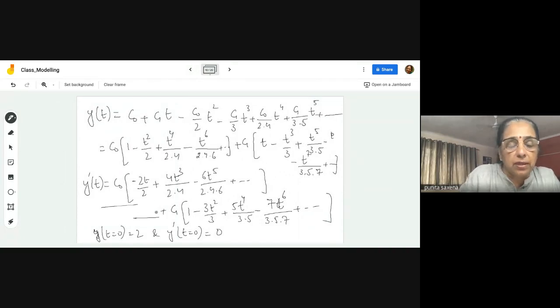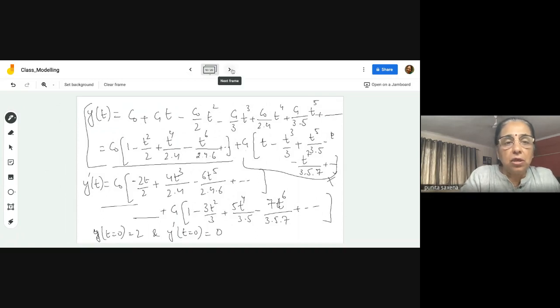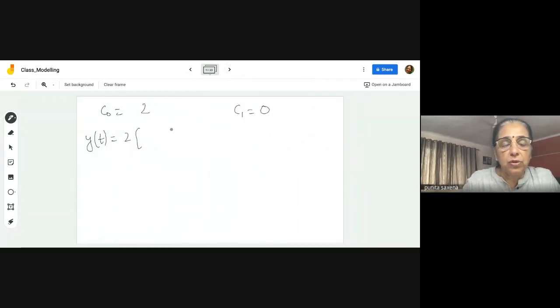Sorry, not this was y dash, this was your y, right? So we'll substitute here. Since C1 is 0, this term vanishes, so we are left with only this term as the solution. So your solution now becomes y(t) equal to 2 into 1 minus t square upon 2 plus t to the power 4 upon 2 into 4 minus t to the power 6 upon 2 into 4 into 6 and so on and so forth.